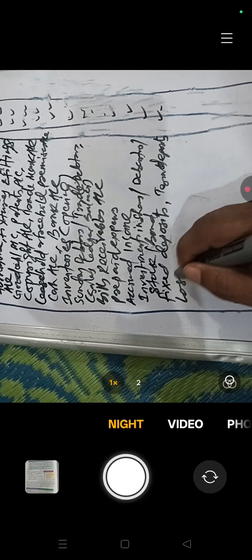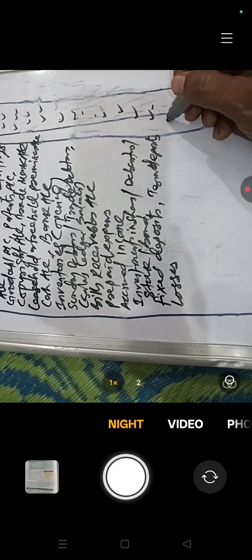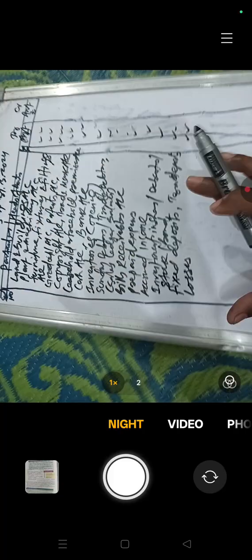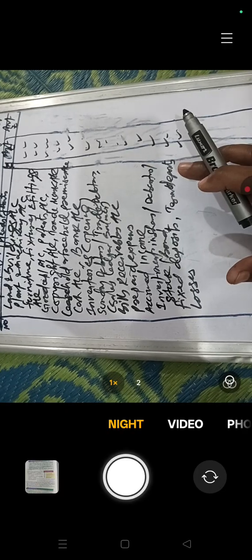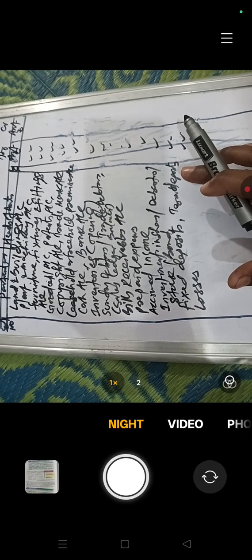Then we have losses. Any related to losses are on the debit side. So these are all asset-related accounts. It is not that these are the only assets in this world. There are so many assets. I have discussed here a few popular ones that you will usually find in your questions. But even if you have a problem, again call me. But you must read your books thoroughly.